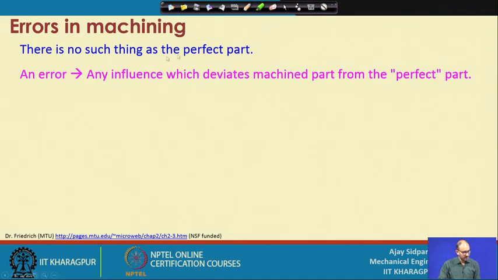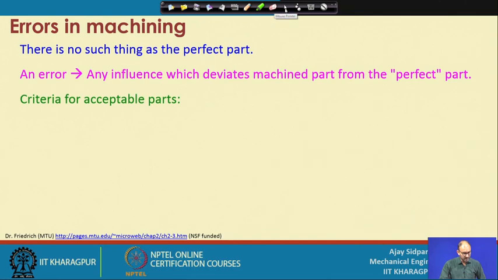Whatever is the difference, we consider that as an error. So, what is an error? Error is any influence which deviates the machined part from the perfect part. Suppose you want a 10 millimeter diameter and you are getting 9.99 or 10.01, that means there is some deviation and that deviation is considered an error. But generally we accept this type of error.